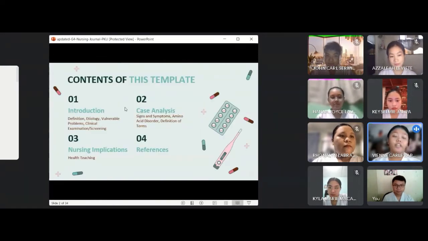Our table of contents includes the introduction. Under the introduction, we have the definition, etiology, vulnerable problems, clinical examination or screening. For number 2, we have our case analysis, which is the signs and symptoms, amino acid disorder, and the definition of terms. Number 3, nursing implication, such as the health teaching, and lastly, the references.